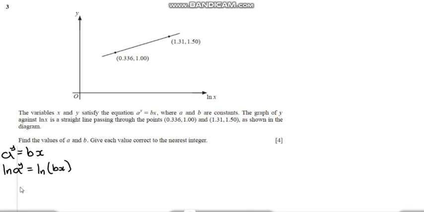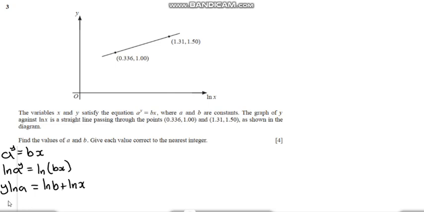Now we apply the laws of logarithm. This is a power law, so this can be written as y ln a is equal to ln b times x. When you multiply numbers, you can simply add the logarithms according to one of the laws. This will be ln b plus ln x.